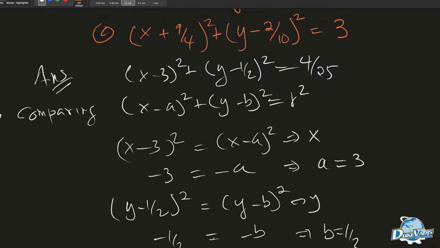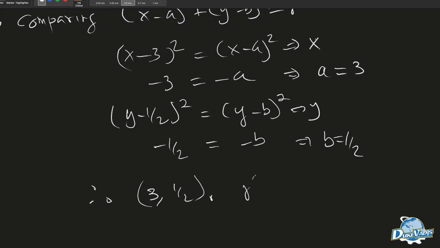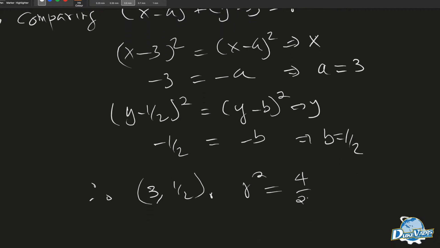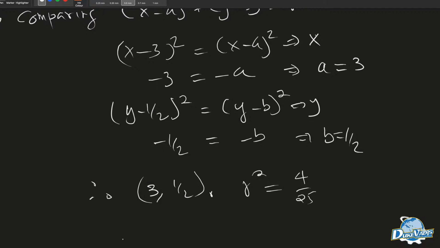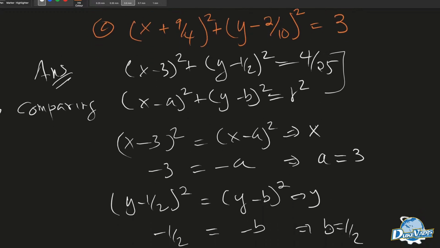Then how do we get the radius? We know the radius here is r squared. So r squared is equal to 4/25. Therefore, our r is the square root of 4/25, and this means it's 2/5. Okay, so that's why I say we should write. If we look at it by observation, we'll be able to do that.